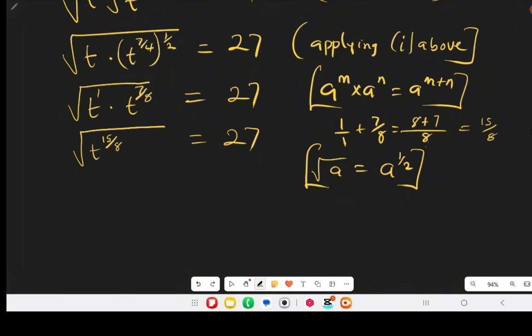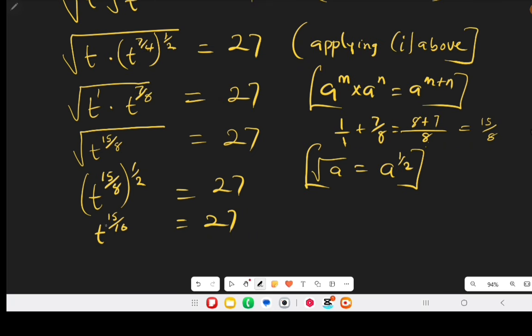At this point, we have t raised to the power of 15 over 8, all raised to the power of 1 over 2, equal to 27. When we multiply the powers, we have t. 15 times 1 gives us 15. 8 times 2 gives us 16, all over 27.